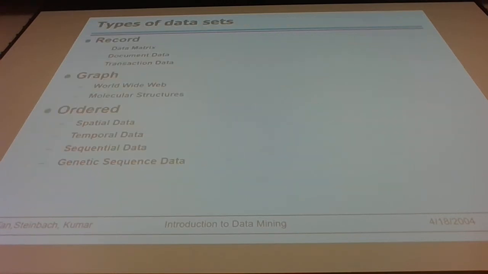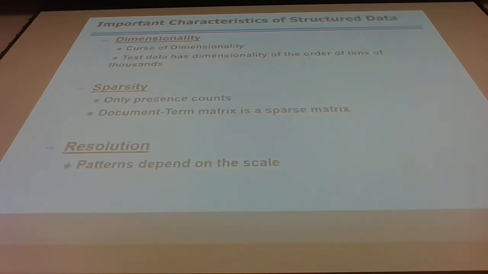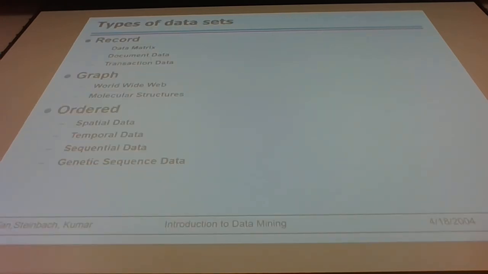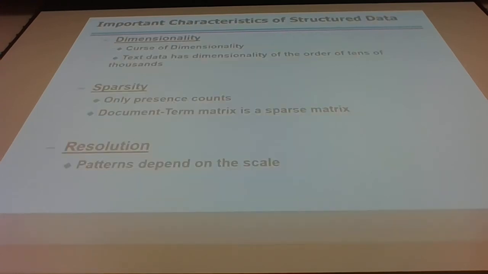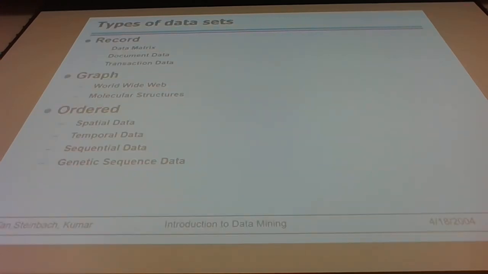Then there are different types of data sets: record data, graph data, ordered data. Record data are of 3 types: data matrix, document data, and transaction data. You want to talk about that? Yeah, we'll talk about that. And then we have the graph data and ordered data. All these 3 types of data are structured data. Why? Because you can use a data structure and represent them.